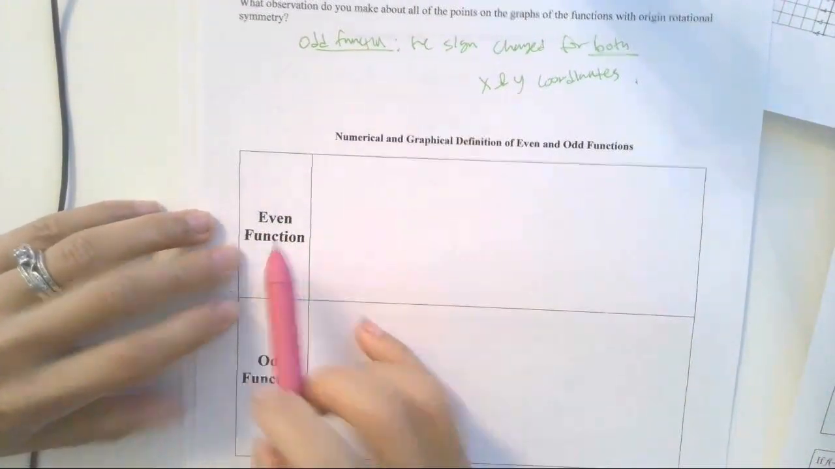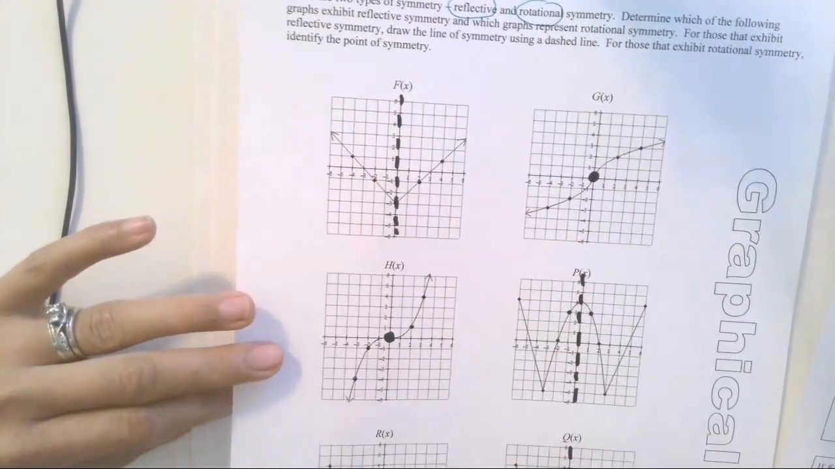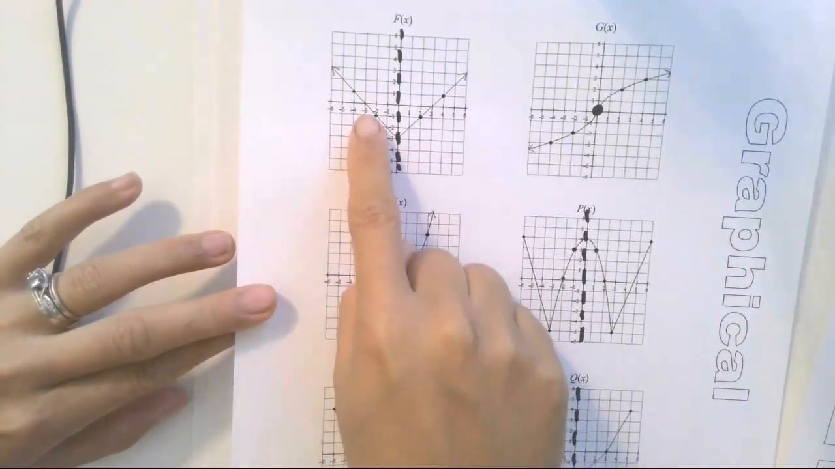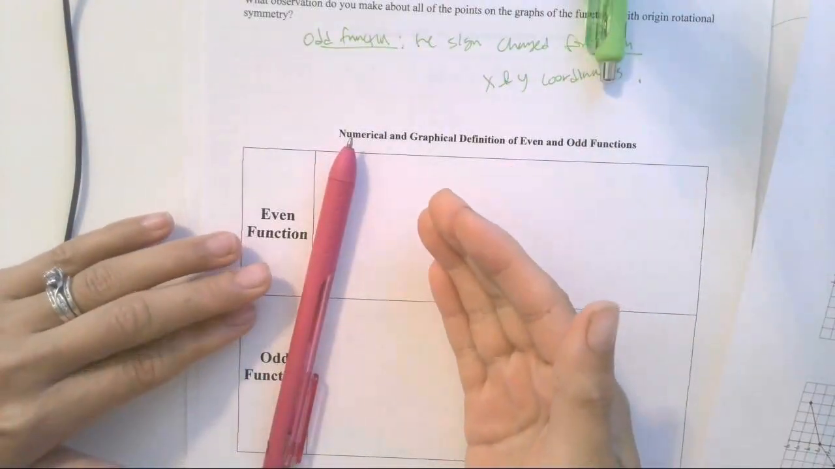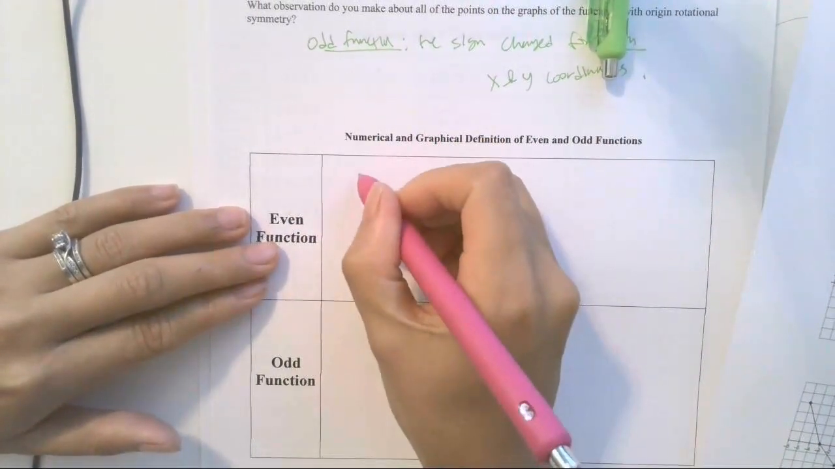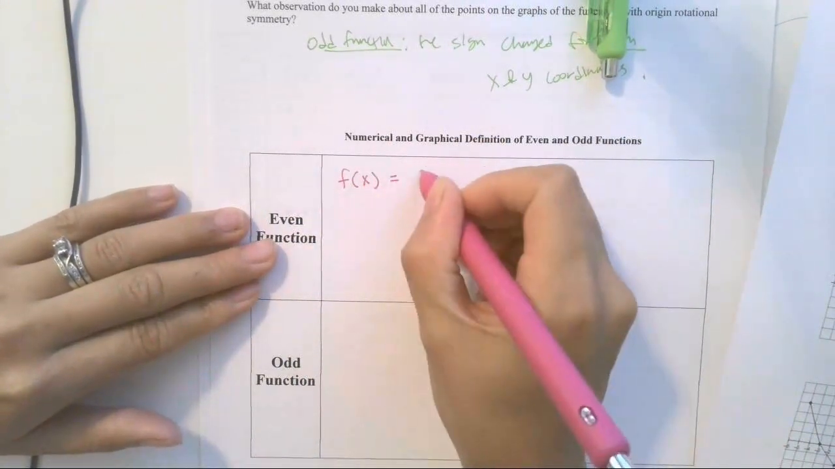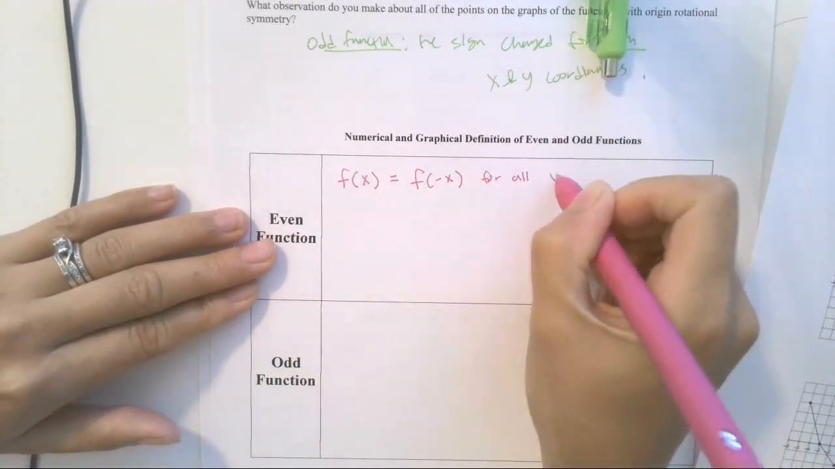So even function, what does even function mean graphically? Even function means y-axis symmetry, right? This one, this one, this one. So x changed the sign, but y's are the same. So keep that in mind. X changed the sign, but y's are the same. So what if I write it like this? f of x is equal to f of negative x for all x's.